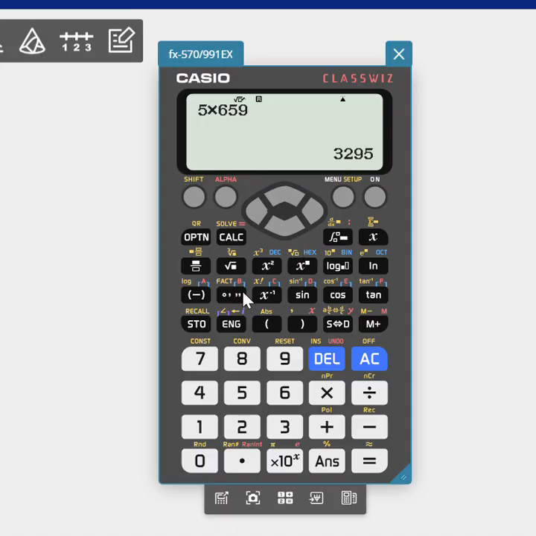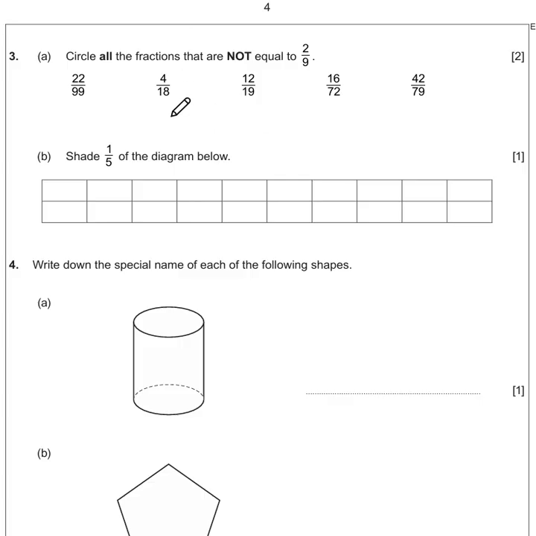If we go to the calculator and clear the display, our calculator can help us quite a lot with this question. So if we pop the first fraction, 22 over 99, into the calculator, and if we simplify this, it will do it for us, basically. So that first fraction will simplify to 2 over 9. Okay. Make a note of that, and then if we work through all the other fractions, so 4 over 18 also simplifies to 2 over 9.